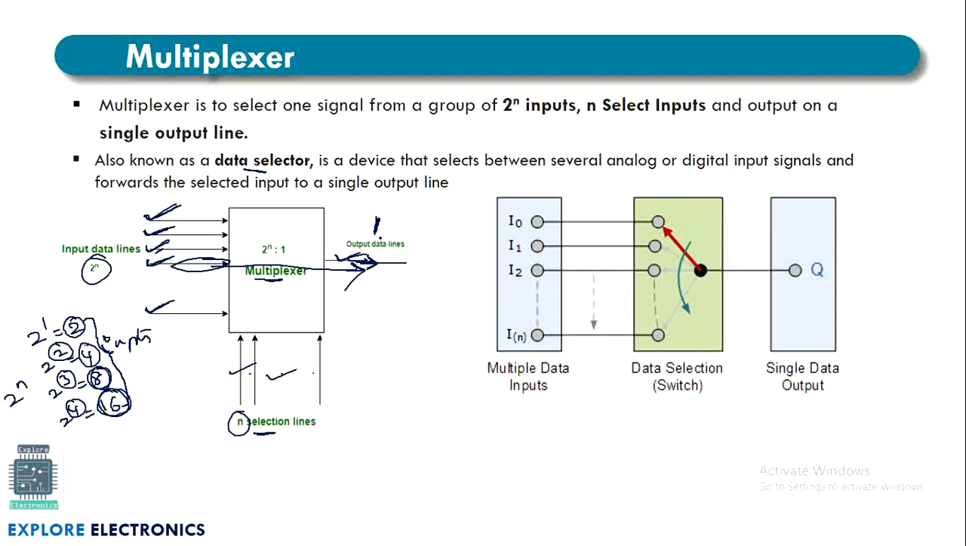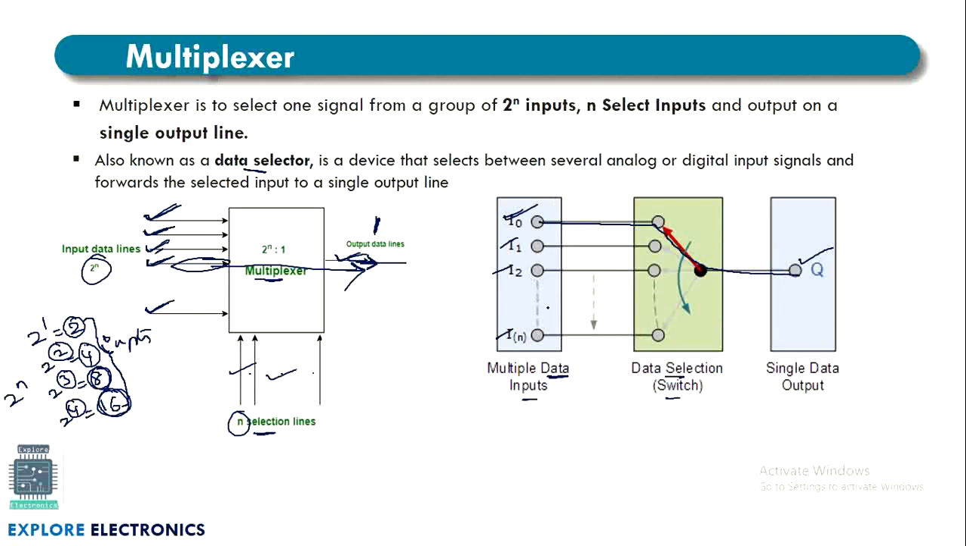Now let us understand this in a better way. Let us consider I0, I1, I2 up to IN. We will have multiple data inputs. There will be a data selector in between. This will choose only one input line, or one data, out of these n inputs at a time. You can observe here this red line indicating it is selecting this particular input. So this is the line which is connected to the output now. Whatever the data in I0, it will be available at Q.